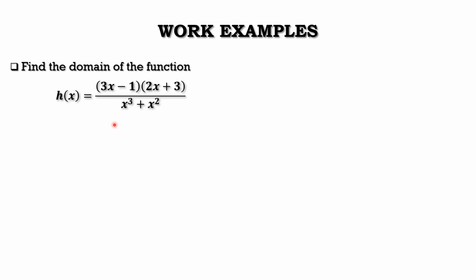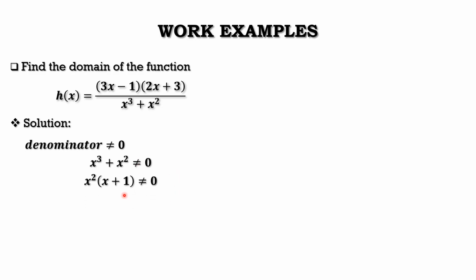We are supposed to find the domain of this particular rational function. So here the solution is that the domain is such that the denominator must not be equal to 0. So x cubed plus x squared not equal to 0. I'll try to expand and factorize the left side completely. So x squared is outside, x plus 1 not equal to 0. So here x squared not equal to 0 or x plus 1 not equal to 0. When we solve this, we are going to have x not equal to 0 or x not equal to minus 1.